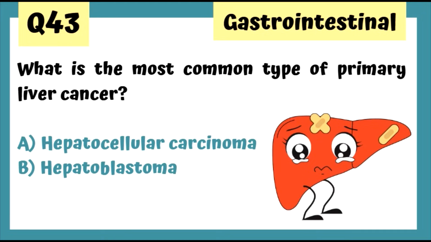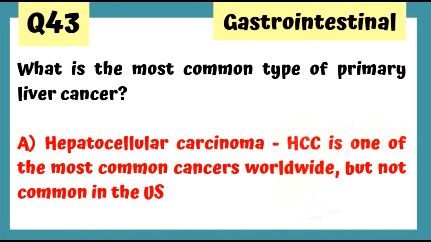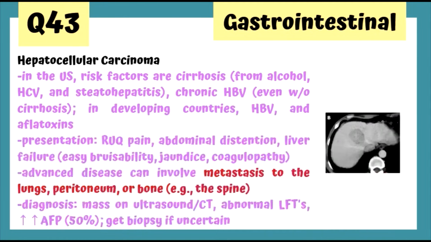Question 43, what is the most common type of primary liver cancer? The answer is hepatocellular carcinoma. It's one of the most common cancers worldwide, but it's not so common in the US. A little bit about hepatocellular carcinomas. I'll skip down to the red over here. It can involve metastasis to the lungs, peritoneum, or the bone, for example, the spine. Diagnosis is with a mass on the ultrasound or a CAT scan, abnormal LFTs, a very high value of AFP, which is only in 50% of cases actually, and get the biopsy if you're uncertain.